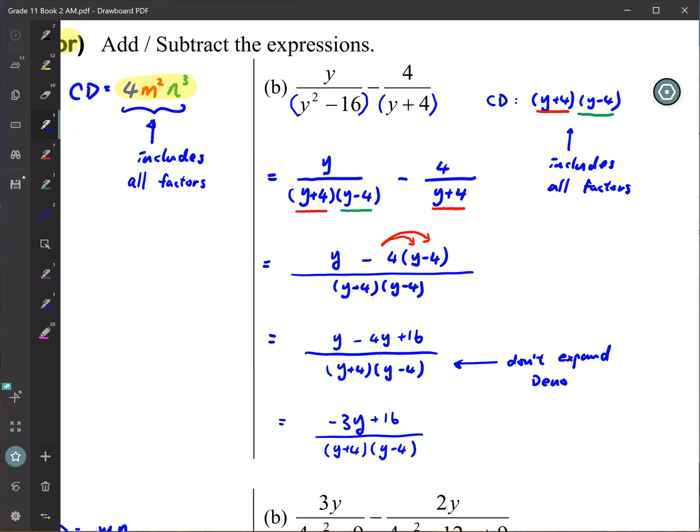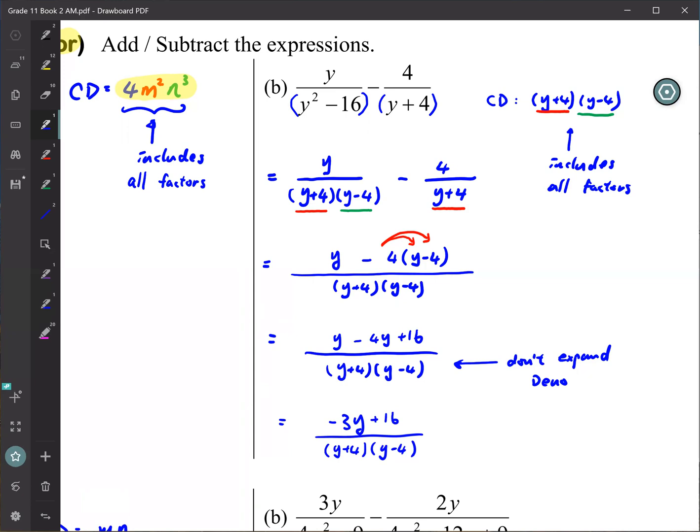Okay, is there anything else we need to do, Aaron? Are we done? The restrictions. Yes, very good.